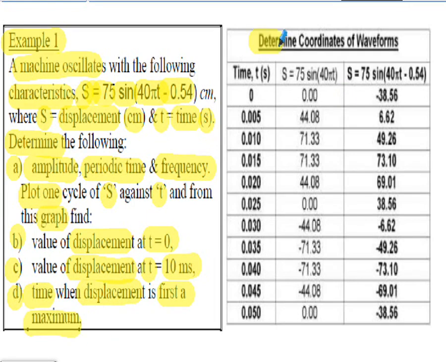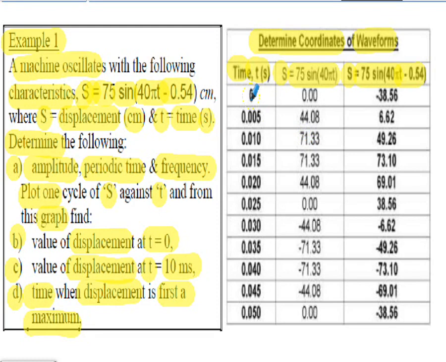In the table on the right here, we've determined the coordinates of the waveforms. The left-hand column, time t is in seconds. In the middle column, we've got s is equal to 75 times the sine of 40 pi t. That's our basic waveform. In the right-hand column, we've got s is equal to 75 times the sine of 40 pi t, take away 0.54. That's our system waveform. It lags the basic waveform.